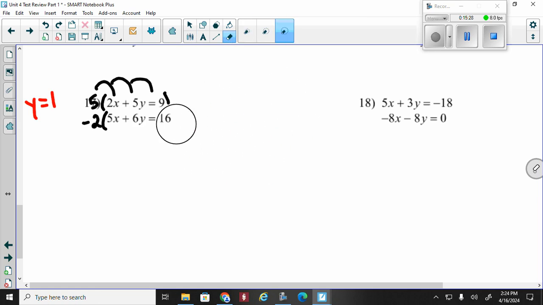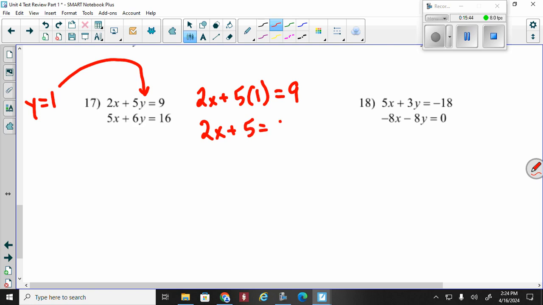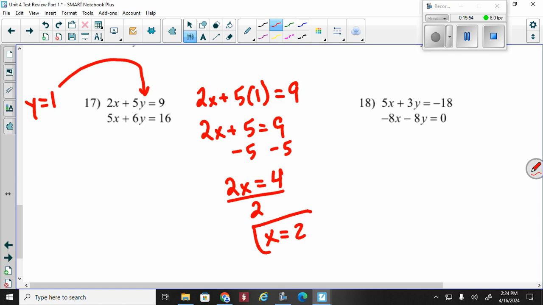So now, again, I choose which equation I want to work with. I want to work with the top one that's got smaller numbers. So I'm going to take my 1 and plug it right there. So that's going to be 2x plus 5 times 1 equals 9. 2x plus 5 equals 9. Subtract 5, subtract 5. I'm left with 2x is equal to 4. Divide by 2, and I get x is equal to 2. So my final answer is (2, 1).